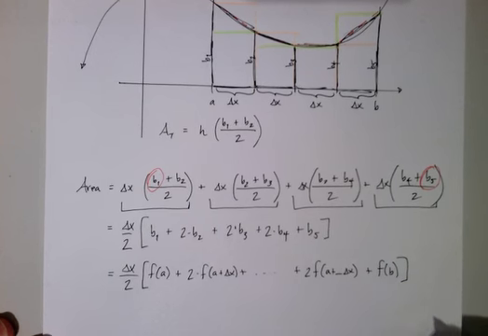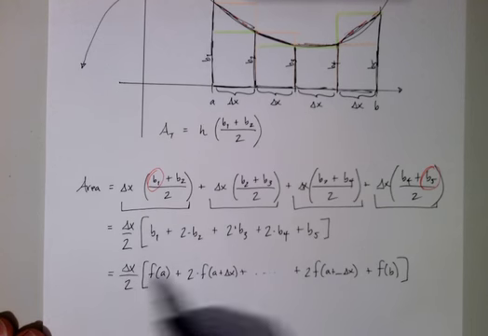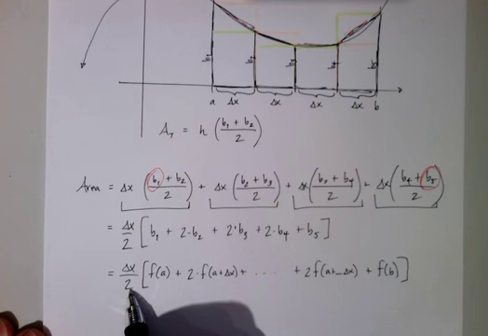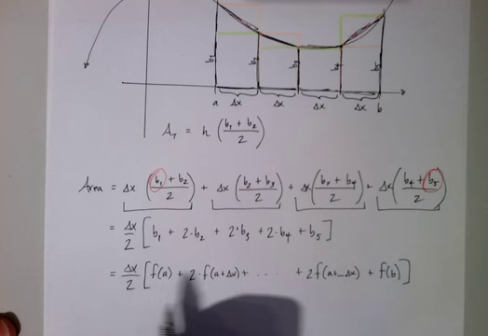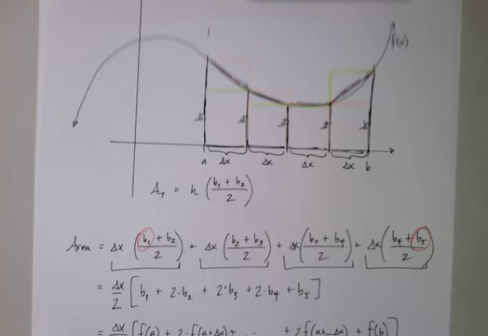So the trapezoidal rule, you just have to remember that it's not delta x times all the function values. It's delta x divided by 2 times the sum of all the function values doubled except the first and the last.